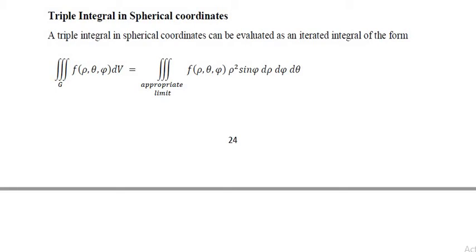Linear Algebra and Calculus, Module number 3, Multiple Integral. Now we are going to see the section Triple Integral in Spherical Coordinates.